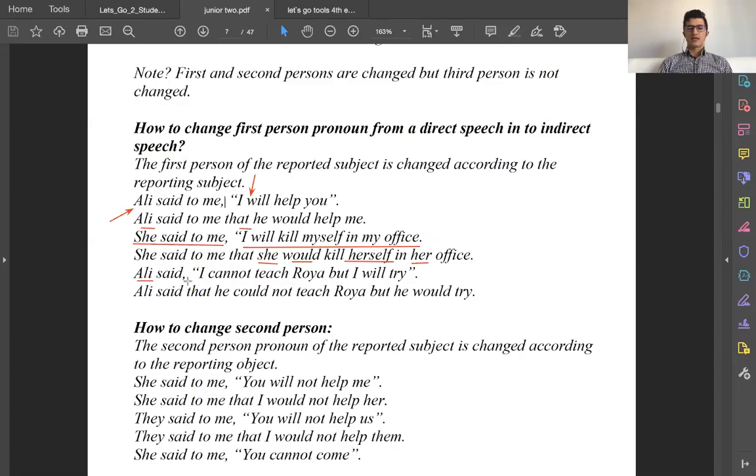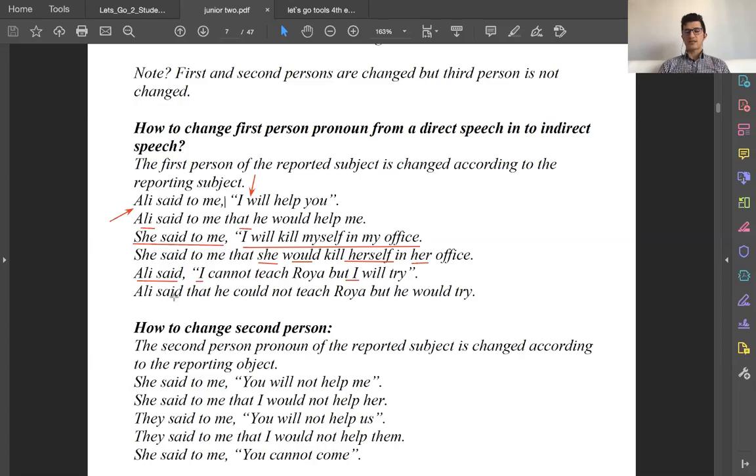Ali said, I cannot teach you, but I will try. Here "I" is first person, and again here is another first person. So this pronoun "I" should be changed according to this subject. Ali said that, so the first person singular, if we change it to the third person, it should also be singular because here Ali is singular.